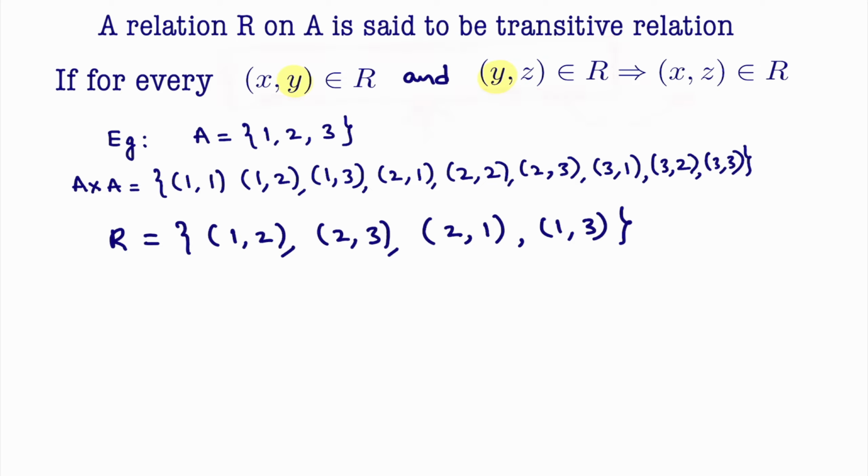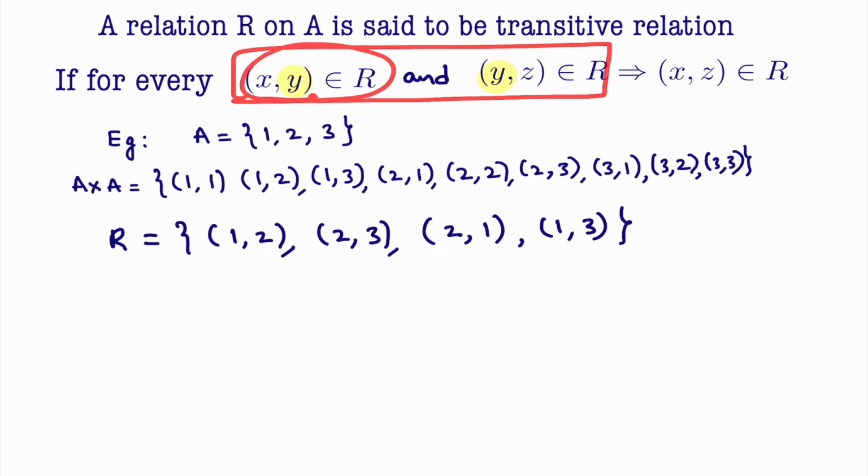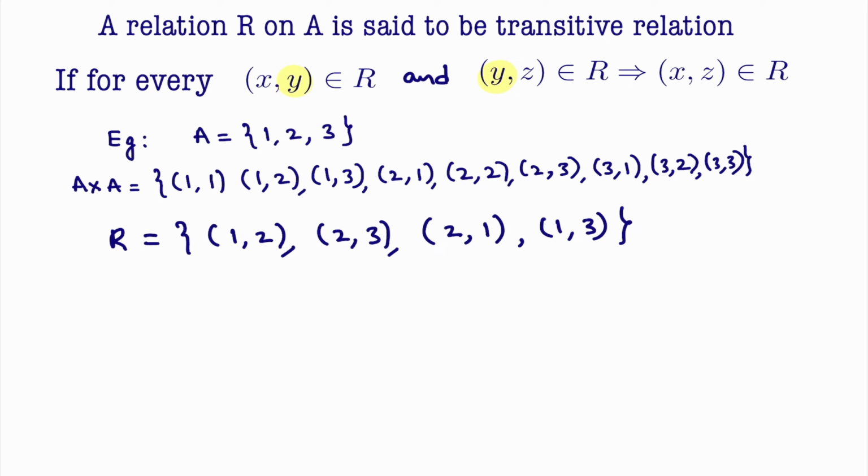In case we find (x, y) and the respective (y, z) doesn't exist in the relation, in that case we say that the relation is transitive. With the examples, you will understand that more clearly. Now, how to check this? First, listen carefully. You check like this.